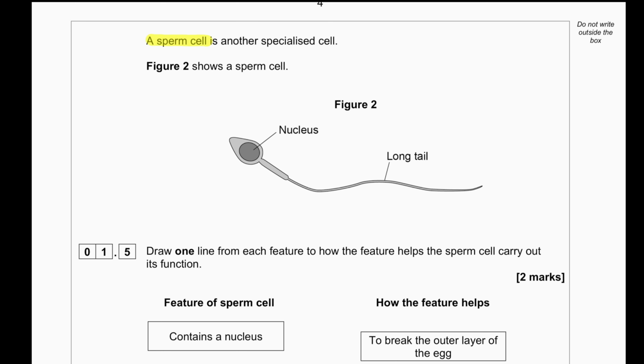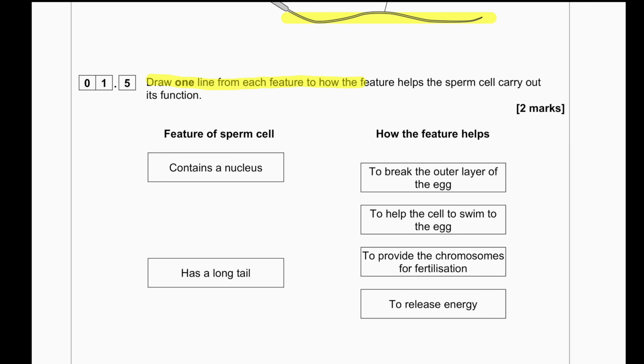A sperm cell is another specialized cell. Figure 2 shows a sperm cell. We can see the nucleus and we can see the long tail that extends after the nucleus. Draw one line from each feature to show how the feature helps the sperm cell carry out its function. It contains a nucleus. Alright, so the features are to break the outer layer of the egg, to help the cell to swim to the egg, to provide chromosomes for fertilization. We know that the nucleus contains chromosomes, so it will provide the chromosomes that are needed for fertilization.